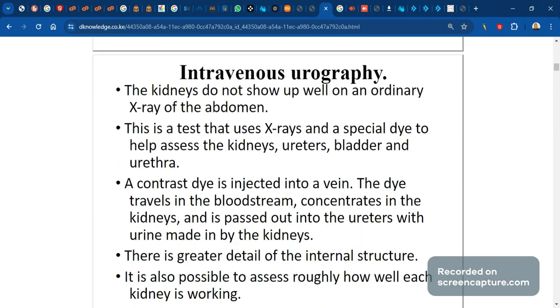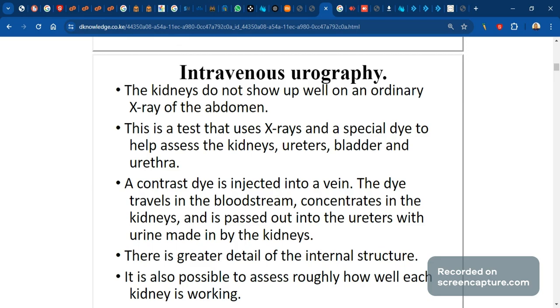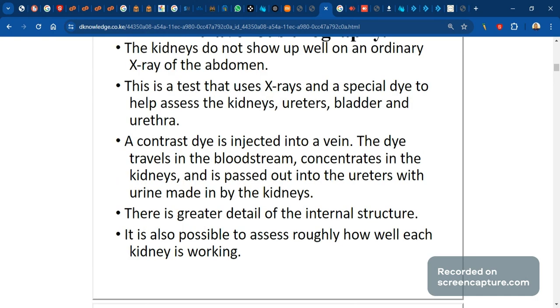For intravenous urography, the kidneys do not show up well on an ordinary X-ray of the abdomen. Intravenous means something is applied to the vein, okay? So when you take an X-ray of the abdomen, you won't see the kidney well. For clarity of the kidney, you do intravenous urography. These are tests where we still use X-ray, but now we have a dye. The dye is like a stain. It helps us assess the kidneys, ureters, bladder and the urethra. The contrast dye is injected into a vein and travels in the bloodstream. It concentrates in the kidneys and is passed out in the ureters with urine.